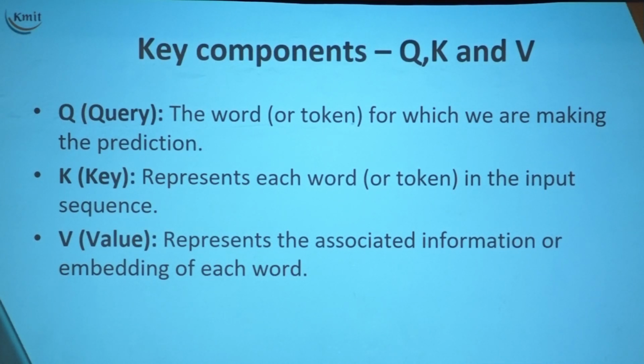There are some key components involved in the attention mechanism. They are called Q, K and V. Okay? Q stands for query, K stands for key, V stands for value. So what is this Q? Q is the word for which we are making the prediction. K is the key representing each word or token in the input sequence. V is the value representing the associated information.